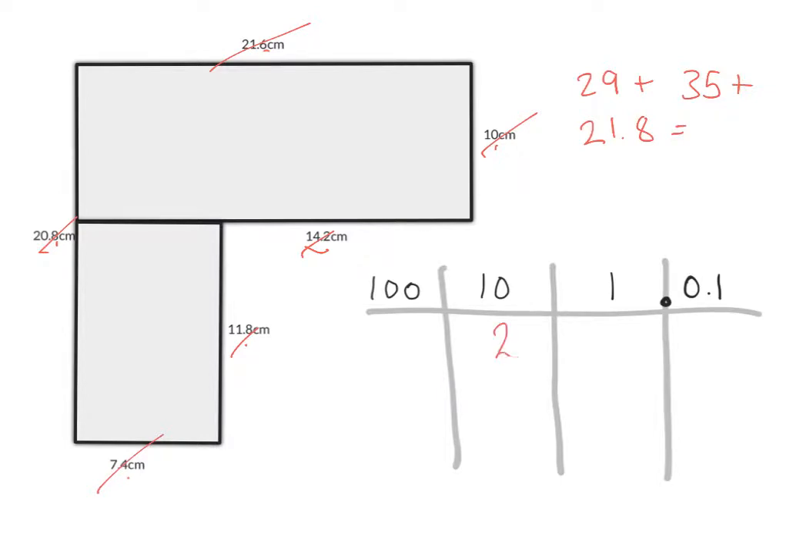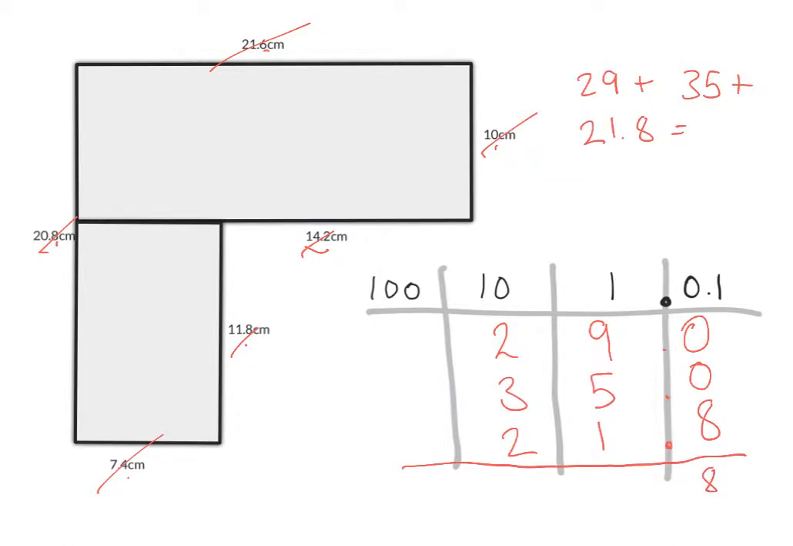So I'll pop that into my place value grid now. 29, 35 and 21.8. Just going to put 0.0 in here to make it really clear when I'm adding up. So 0, 0 is 8, 8. 9 add 1 add 5 is 15. From the ones column, 2 add 2 is 4, add 3 is 7, add 1 is 8. So the perimeter of this shape is 85.8 centimetres. Well done if you got that correct.